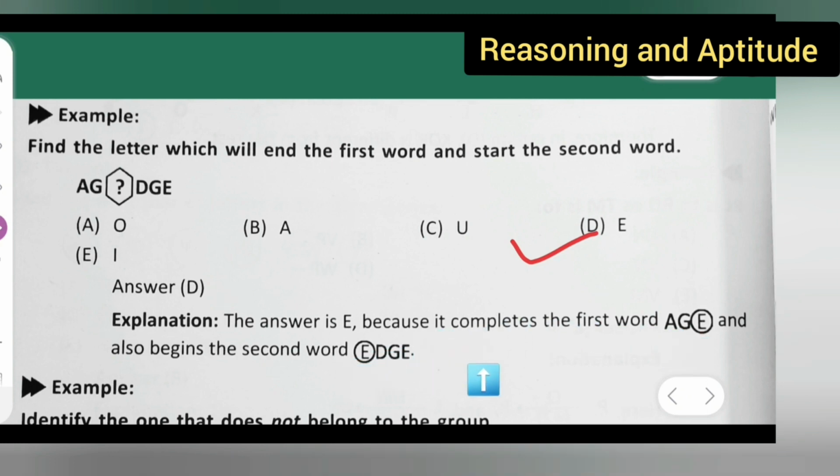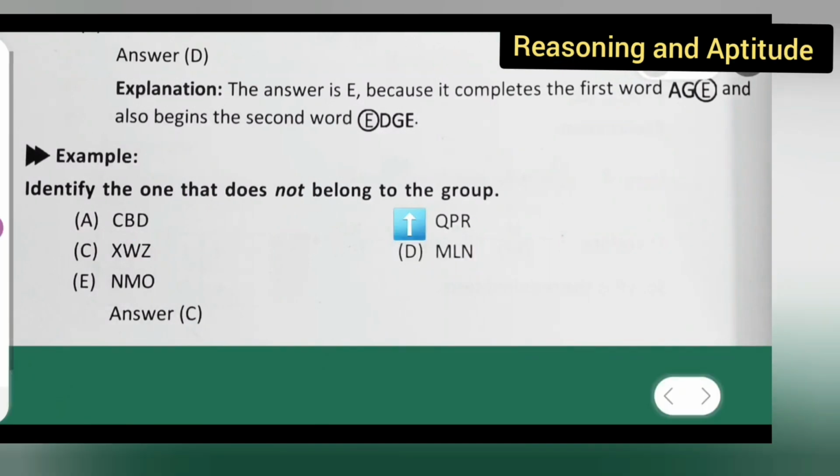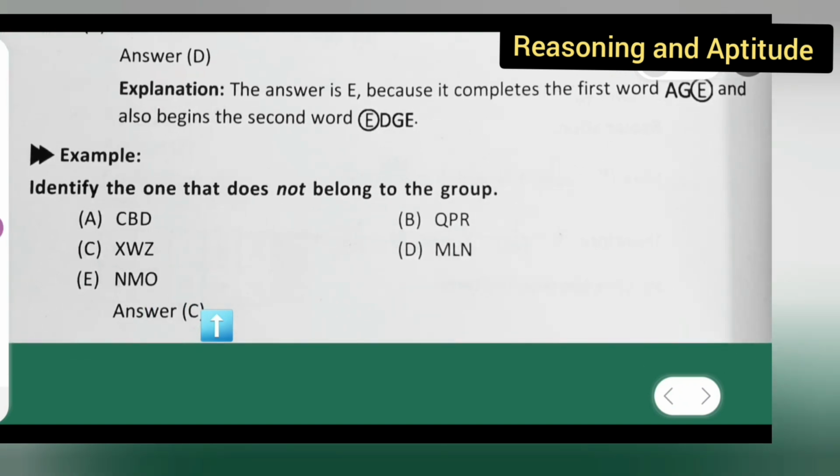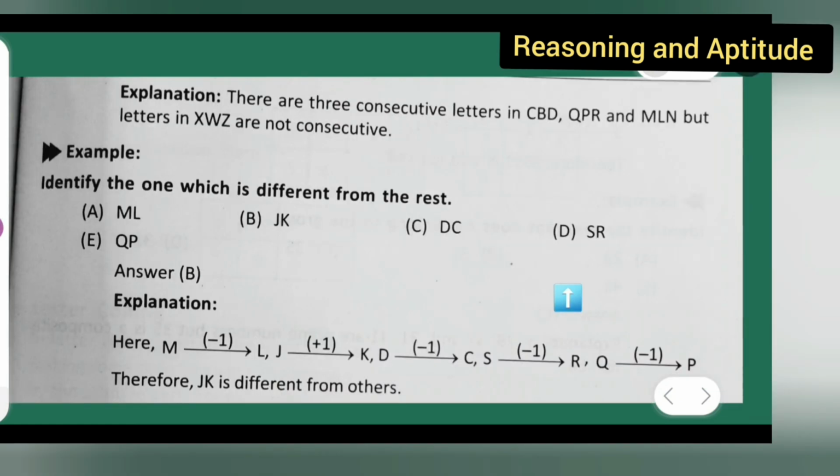Okay, next let us see next example. So next example is what? Identify the one that does not belong to the group. You all can take it down. So option C is the correct option, they have said. Now why it is the correct option, I have given you all the explanation on the next page.